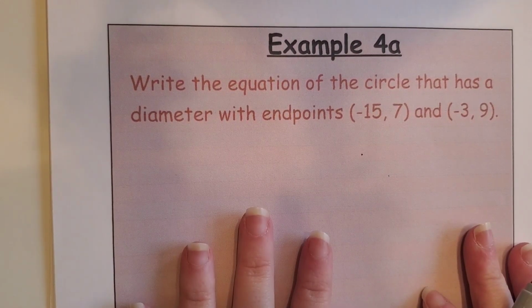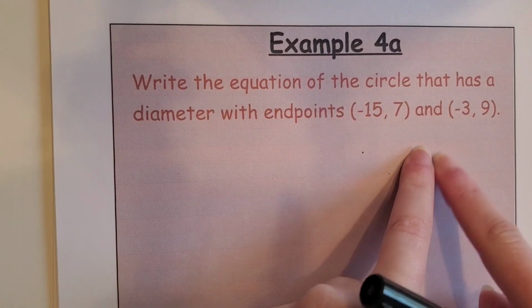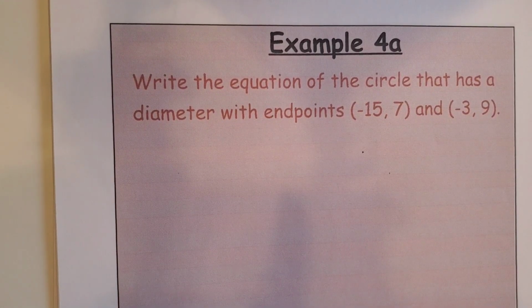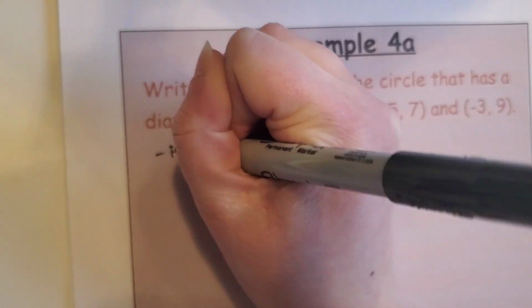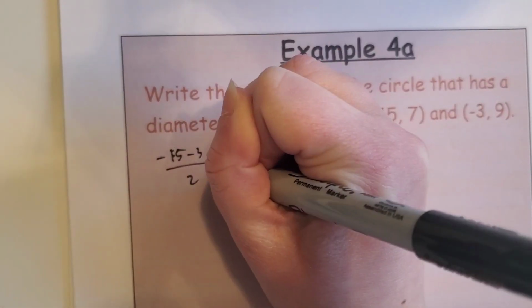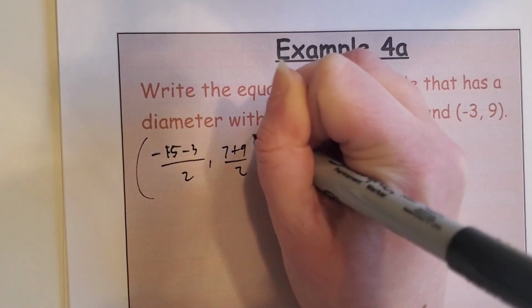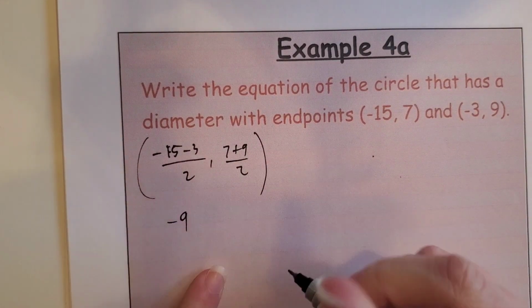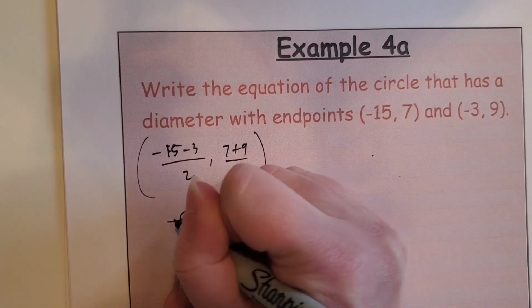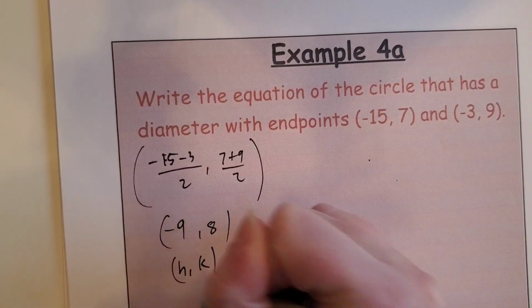You need the center and the radius. If you have endpoints and the center is in the middle, we're going to do midpoint. So negative 15 minus 3 over 2, comma 7 plus 9 over 2. Negative 18 over 2 is negative 9. 16 over 2 is 8. So that's your center. That's your h comma k.